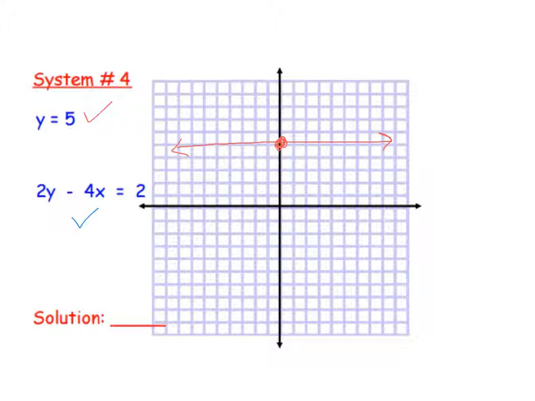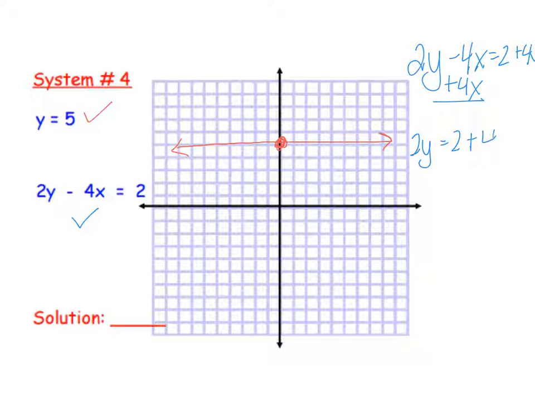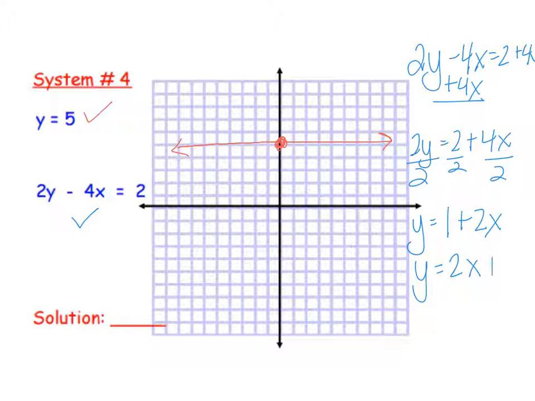Okay, let's do our second line here. But notice that line's not in slope-intercept form, so we've got to get y by itself first. So I'm going to do my work right over here. 2y minus 4x equals 2. I'm going to add 4x to both sides. So now I have 2y equals 2 plus 4x. Now I'm going to get y by itself by dividing by 2. And I get y equals 1 plus 2x. But of course in slope-intercept form we want the x first. So y equals 2x plus 1.